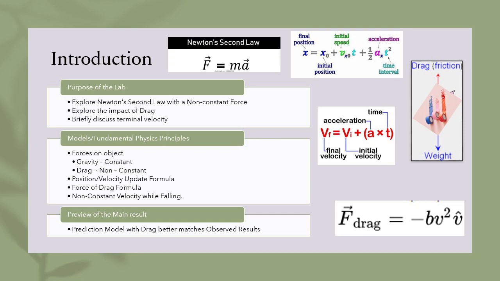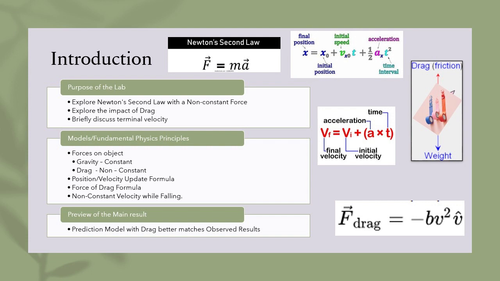Introduction. The purpose of this lab is to explore Newton's second law with a non-constant force and therefore a non-constant velocity. It is also to explore the impact of drag on a falling object's velocity and finally to briefly discuss terminal velocity. In this lab, we'll be looking at the following models and physics principles.